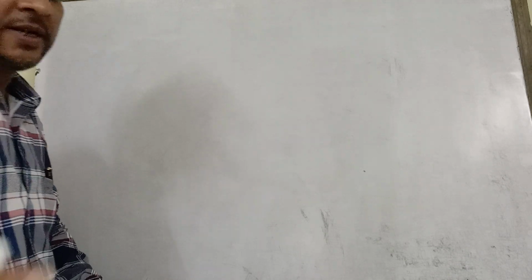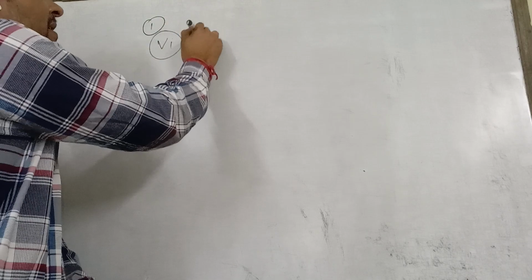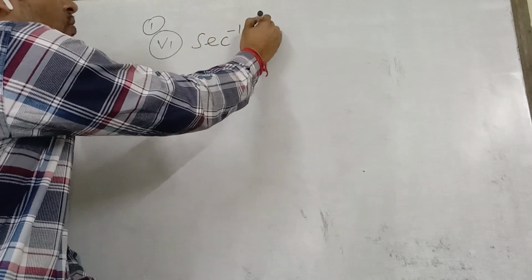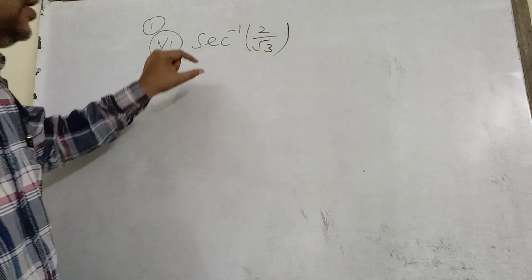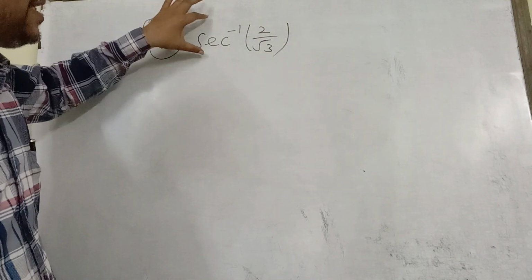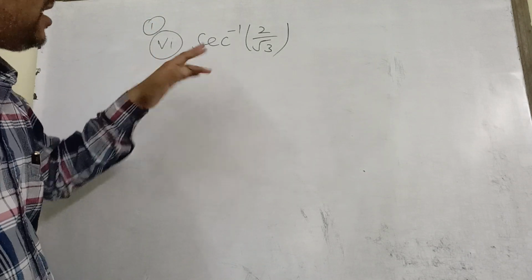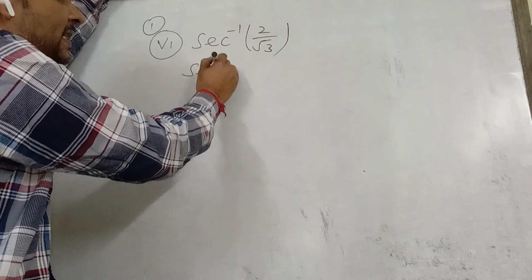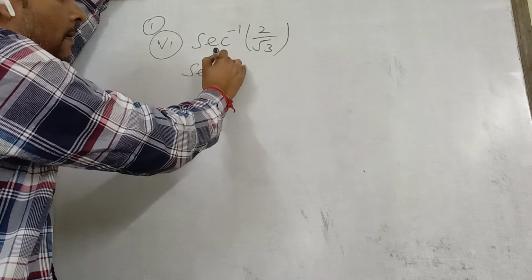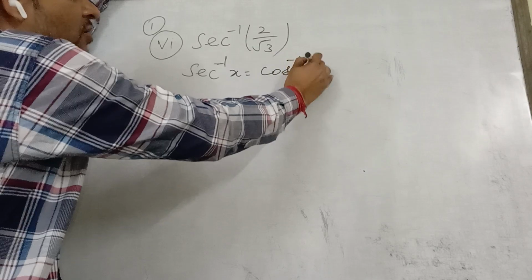Now question number 6 is sec inverse 2 by root 3. This is also a question of inverse trigonometric functions, because the topic is inverse trigonometric functions. So firstly you already know the reciprocal of sec is cos and the reciprocal of cos is sec. You also read this in class 10th. So we also write here sec inverse x equals cos inverse 1 by x.